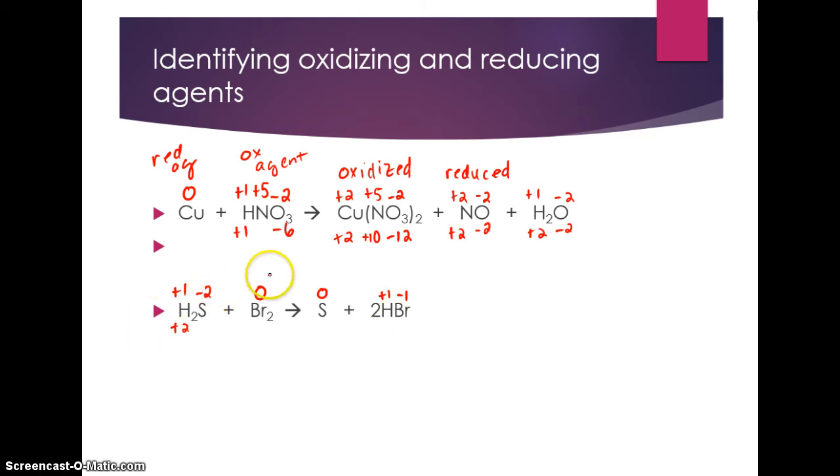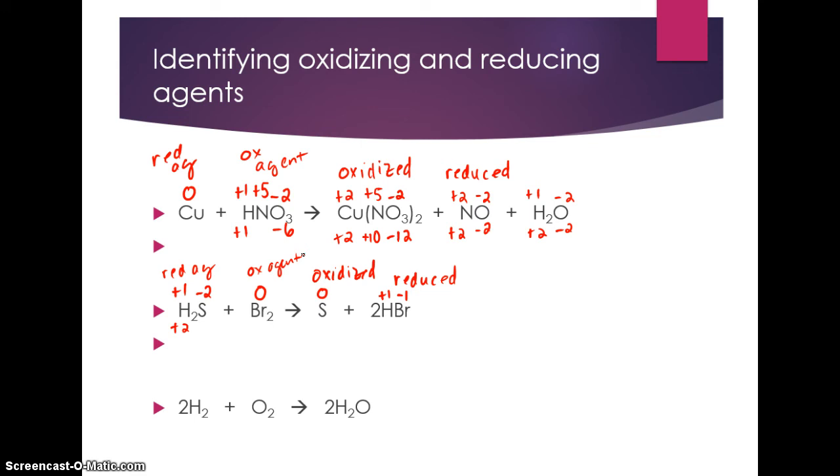S goes from a -2 to a 0. To go from something negative to 0, it lost electrons. So if it lost electrons, it's oxidized. And Br went from 0 to -1. In order to become negative, it must have gained electrons, so it's reduced. And then we'll just flip-flop and go backwards. This is our reducing agent. This is our oxidizing agent.